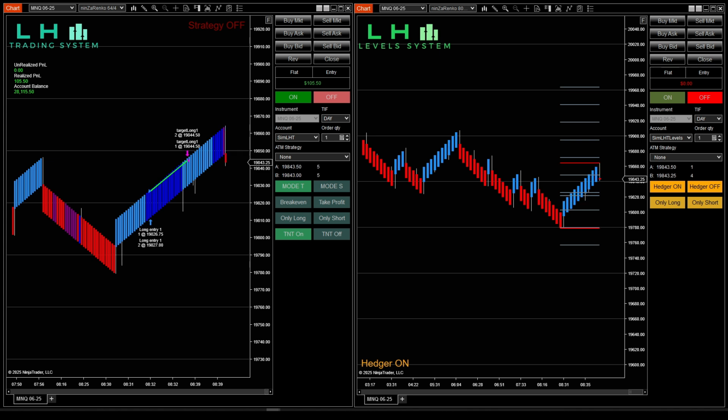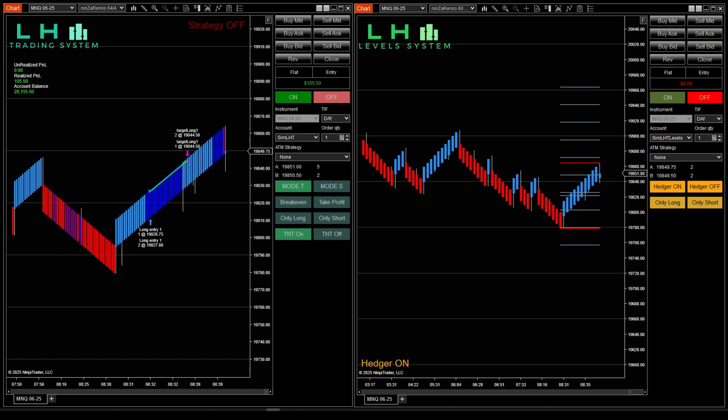In the chart on the right, we have the LH levels system. Working and analyzing the market from the opening, we deploy the smart levels and begin trading. The level sizes change daily depending on market movement. The size of the levels determines our profit target and our stop loss.